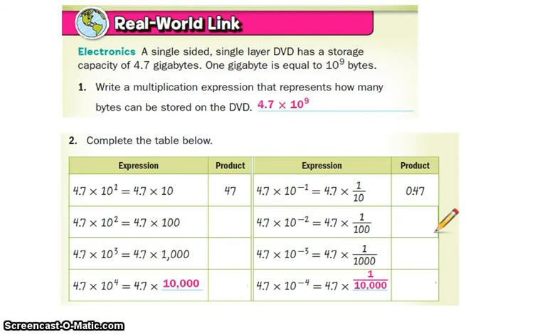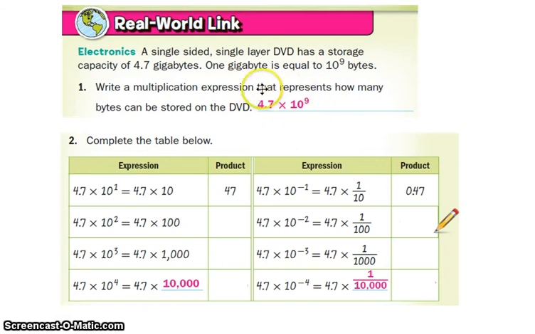A single-sided, single-layer DVD has a storage capacity of 4.7 gigabytes. 1 gigabyte is equal to 10 to the 9th bytes. Number 1, write a multiplication expression that represents how many bytes can be stored on the DVD. I left this answer open. Basically what they're wanting you to do is to write your answer in scientific notation. We need to take 4.7 gigabytes and multiply it by 10 to the 9th.